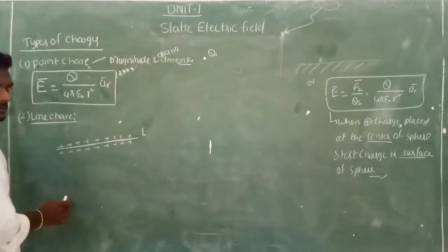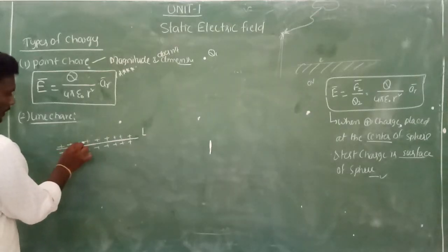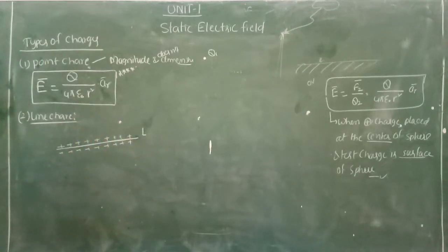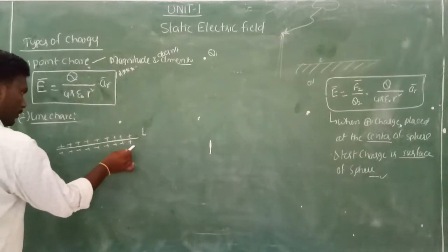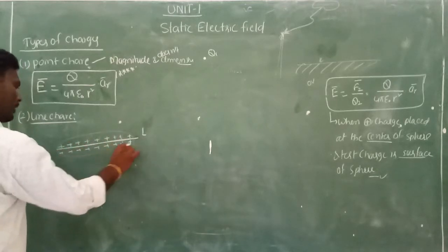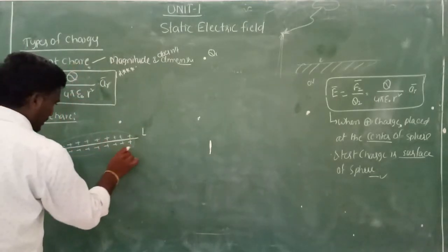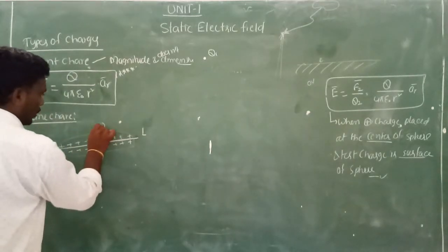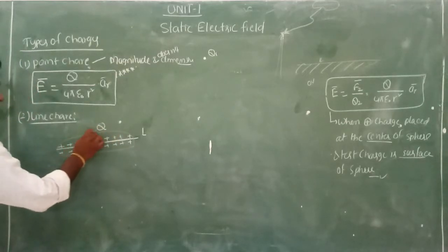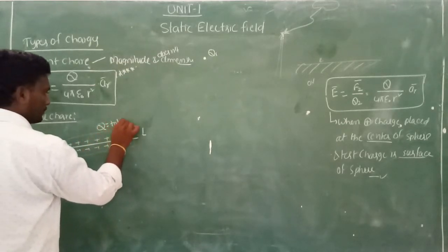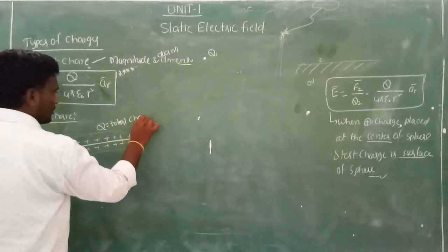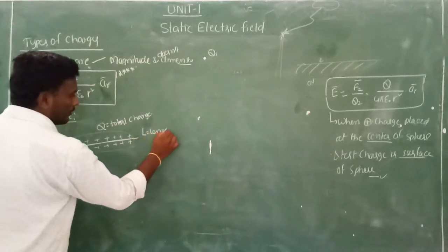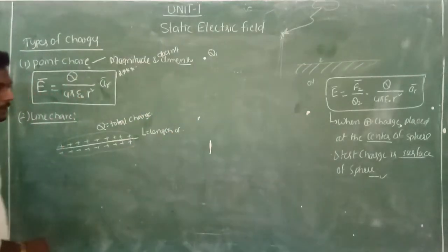We have a number of charges. See, for example, 1, 2, 3, 4, 5, 6, 7, 8, 9. I have considered 9 individual charges here. But if you consider 9 or 10 or 11, any number, the total charge on this line is capital Q. What is this Q? It is the total charge on the line, and L is the length of the line.